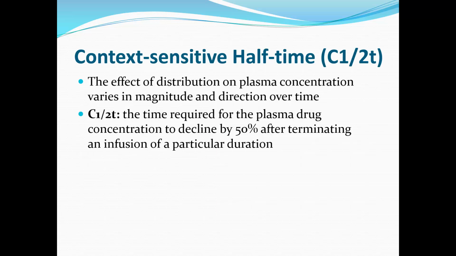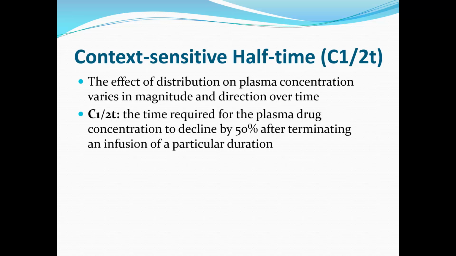Now, the concept of context-sensitive half-time, you thought you were done with it. The effects of distribution on plasma concentration vary in both magnitude and direction over time. It depends on the drug concentration gradients between the various compartments. For example, during the early part of an infusion of a lipophilic drug like propofol, distributive factors tend to decrease plasma concentration as the drug is transported to the unsaturated peripheral tissue. After the infusion is discontinued, drug will return from the peripheral tissue and re-enter the central circulation.